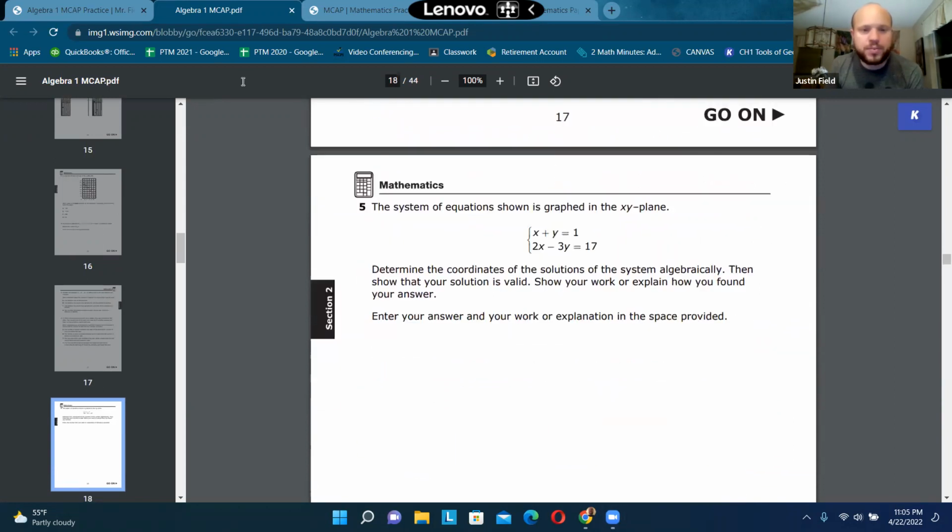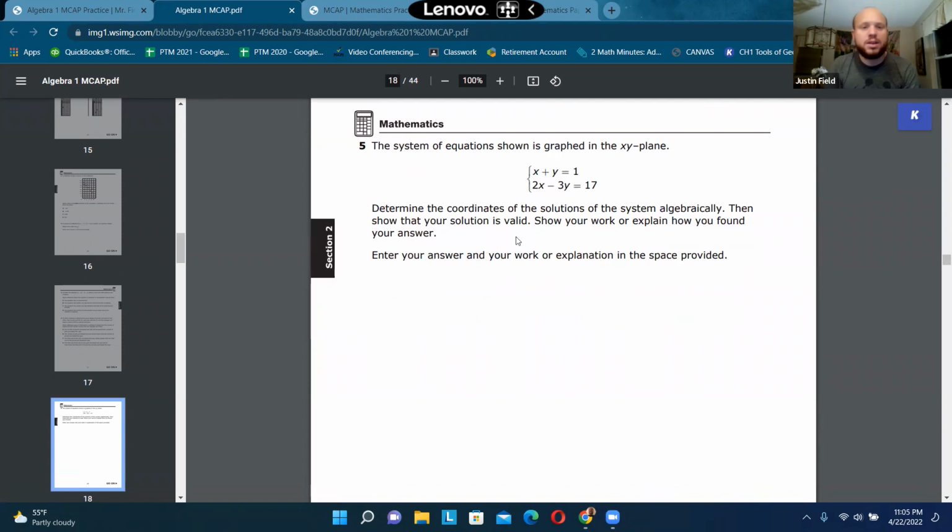Okay, moving on. The system of equations shown is graphed on the XY plane. Determine the coordinates of the solution of the system algebraically. Then show your solution is valid. Show the work, explain, blah, blah, blah, blah. All right, so we have to solve a system of equations. And first thing I ask myself is, what form are they in? They are both in standard form. So we're going to use elimination, or the linear combination method, some people call it.